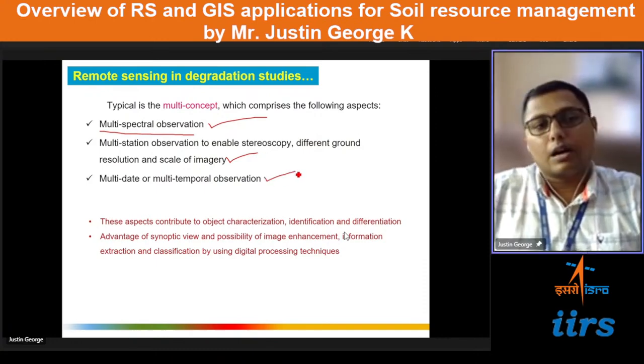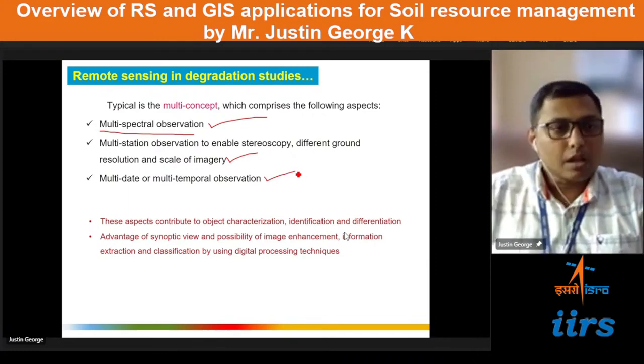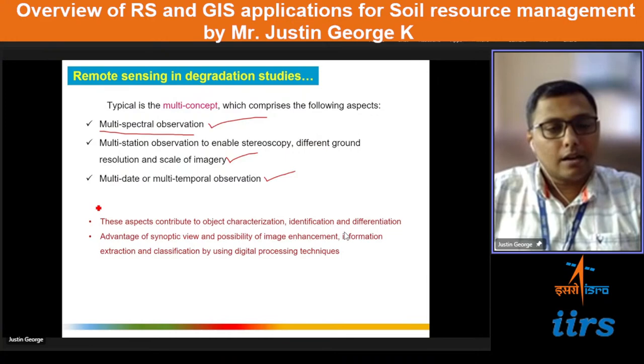And there is something known as the multi-date or the multi-temporal observation. That means the same area can be observed in different seasons with the same satellite, with the same observation location. So ultimately, these multispectral, multi-station, as well as multi-temporal observation aspects mainly contribute to the object characterization, the identification of various objects as well as processes and their differentiation, and the advantage of the synoptic view and possibility of image enhancement, information extraction and classification, mainly by using digital processing techniques.